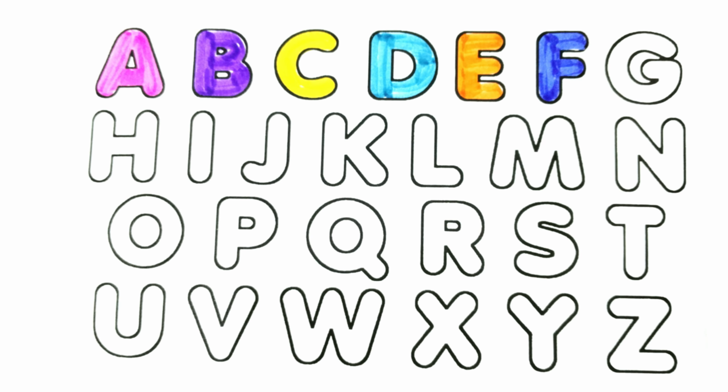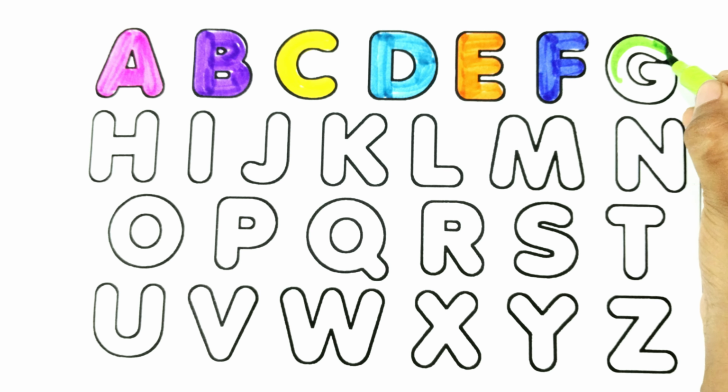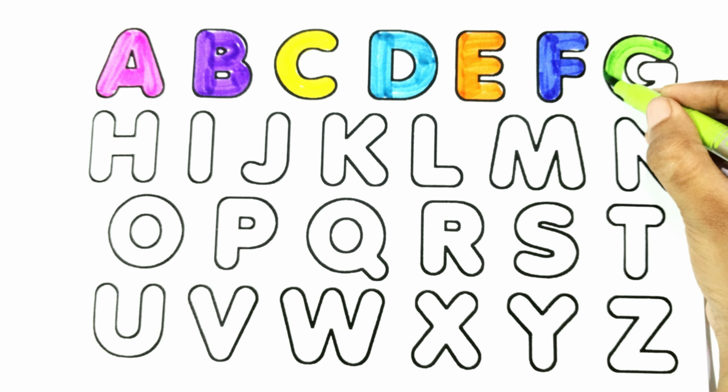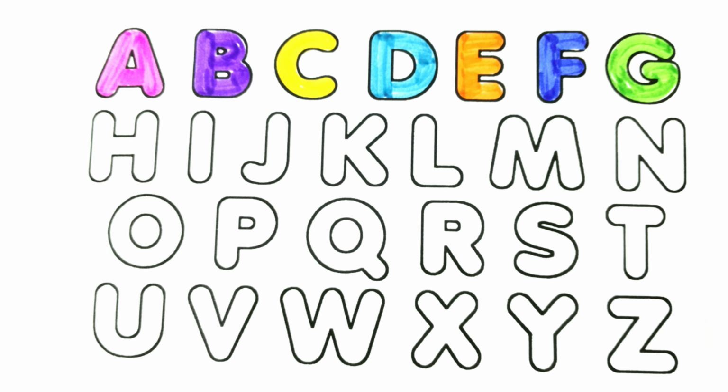Say with me G. G is for green. G is for goat. G is for grass. Again say with me G.